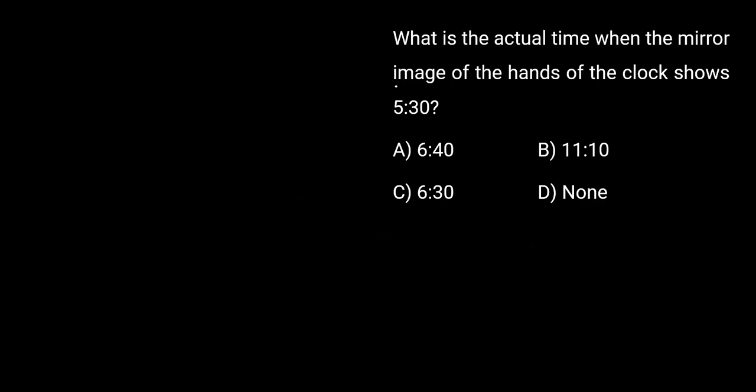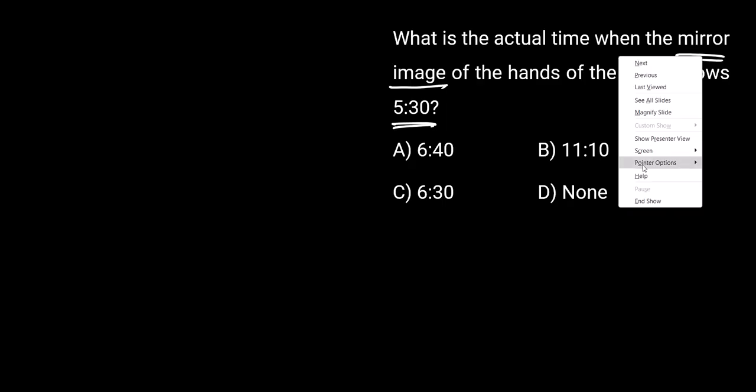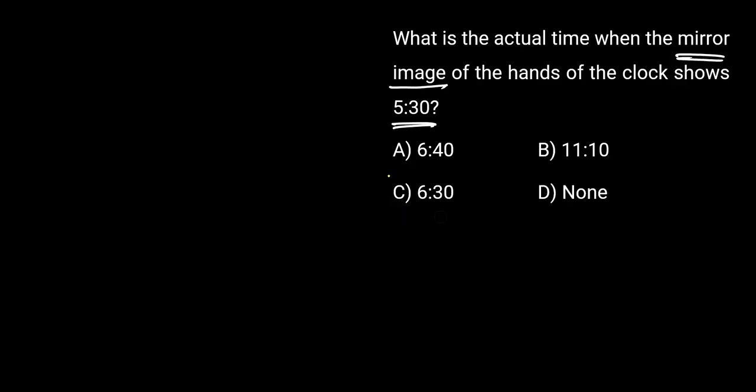What is the actual time if the mirror time is 5:30? Whether mirror time or correct time, together they should be 11 hours 60 minutes. So the answer should be 6:30. Whatever they have given, correct time plus mirror time together should be 12 hours, or 11 hours 60 minutes. That we need to map.